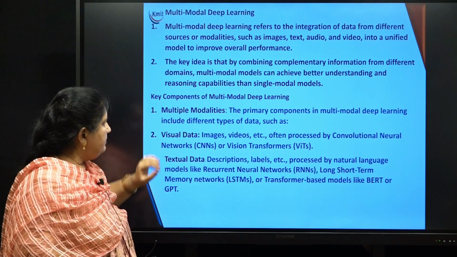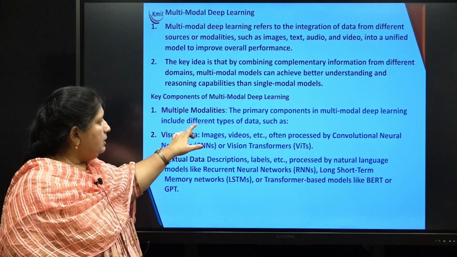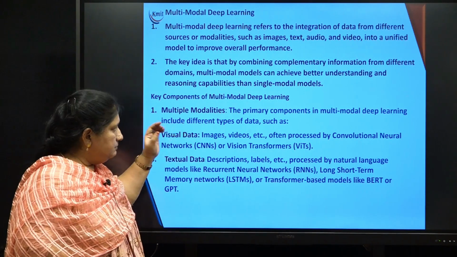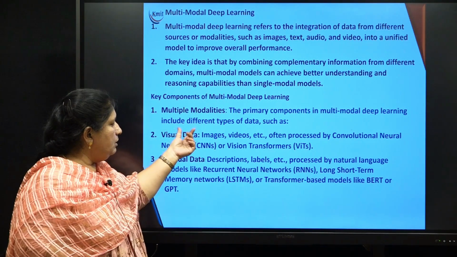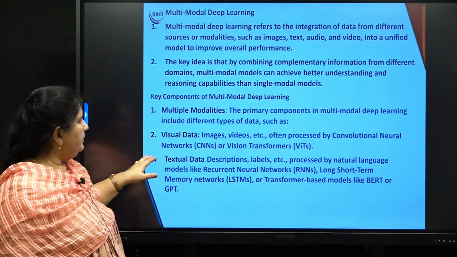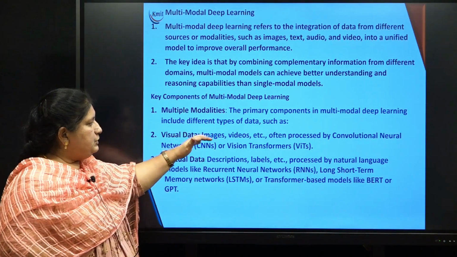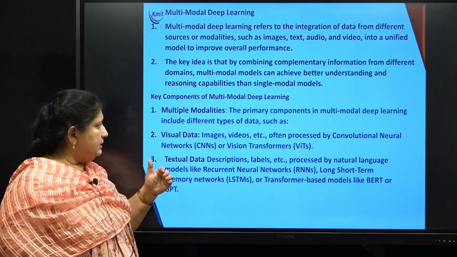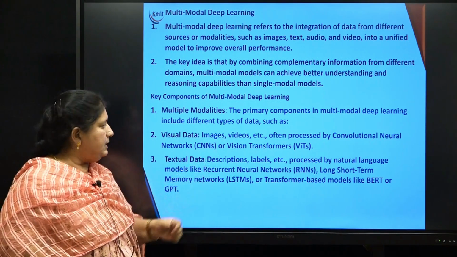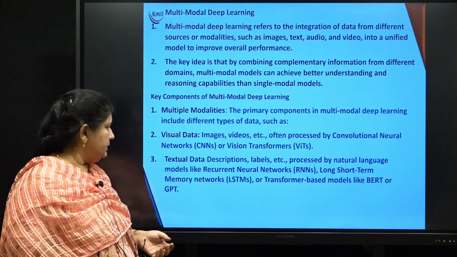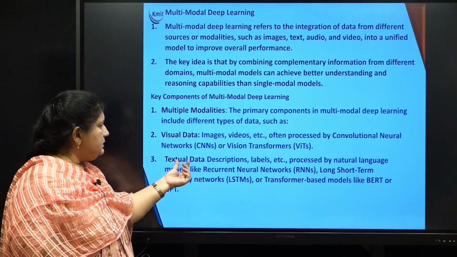What are the key components of that? First of all, the primary components of a multimodal deep learning model include the types of the data. So, first we will be talking about visual data. Visual data includes images, videos, etc., which are processed by the CNN, or sometimes we might use vision transformers. The other one, textual data.